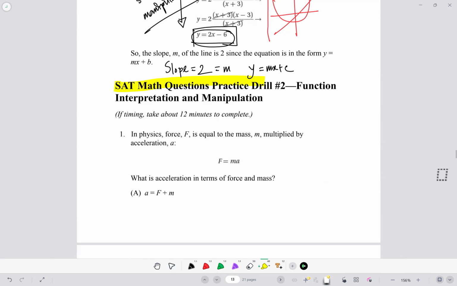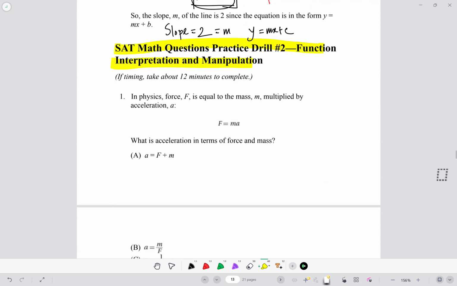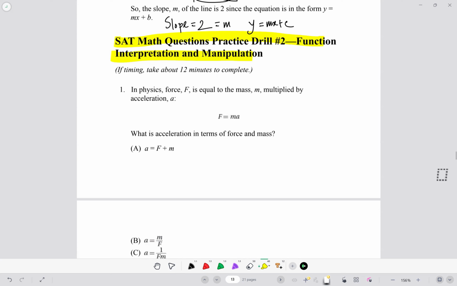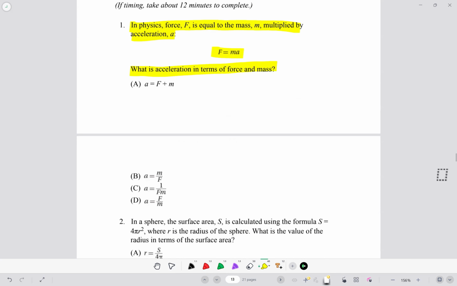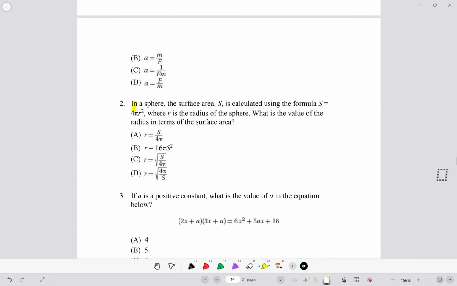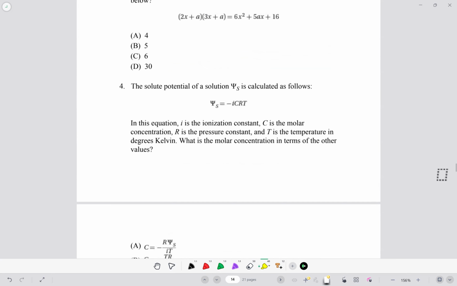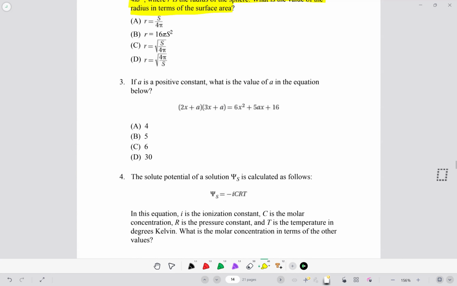Okay. So we have some extra problems here. I'm just trying to read the problems. In physics, force F equals the mass m multiplied by the acceleration, F equals ma. What is the acceleration in terms of force and mass? Algebraic manipulation, as simple as that. In a sphere, the surface area S is calculated using the formula S equals 4 pi r squared, where r is the radius of the sphere. What is the value of the radius in terms of surface area? Algebraic manipulation and simplification, as simple as that. If A is a positive constant, what is the value of A in the equation?